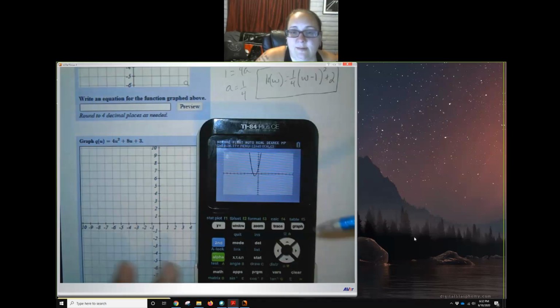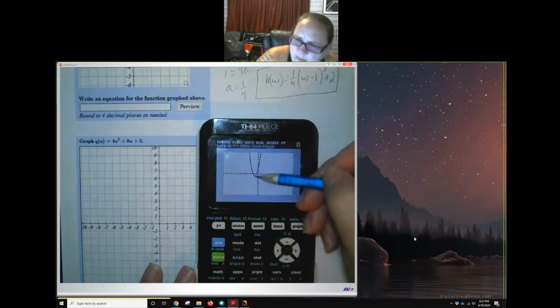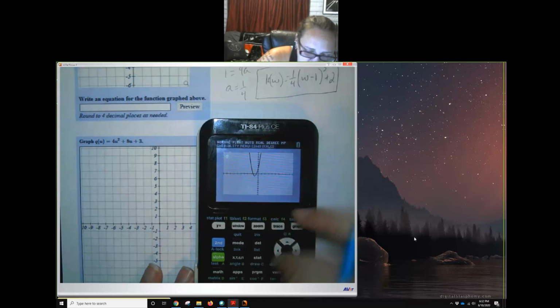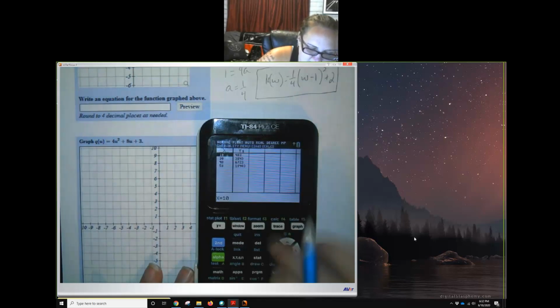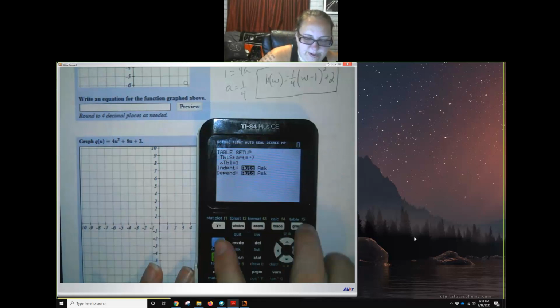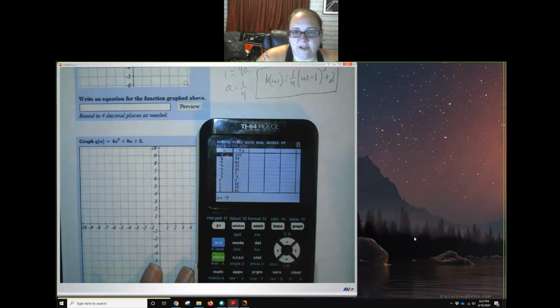And then Maura needs any 2 points, or the vertex and 1 point, I think. So the vertex here is -1, -1. And then it looks like you have another point right here at 0, 3. And you can go to your table. Let's turn that, go to second and then window. And we're going to turn our independent back to auto. And then go back to our table.